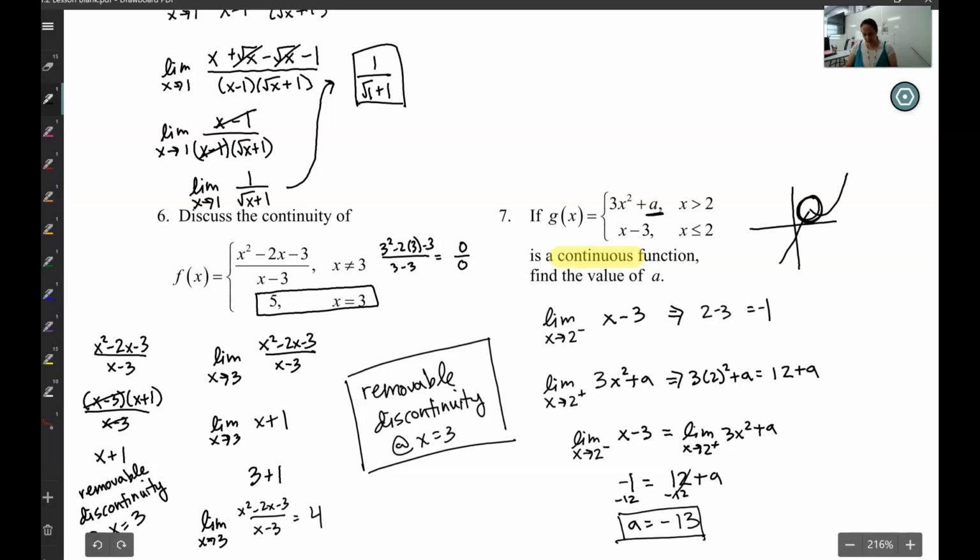So if a is negative 13, that means the parabola is at just the right spot so that those two pieces match up perfectly and it is smoothly continuous. In the next video, we'll go through a table and talk about approximating continuity using a table.